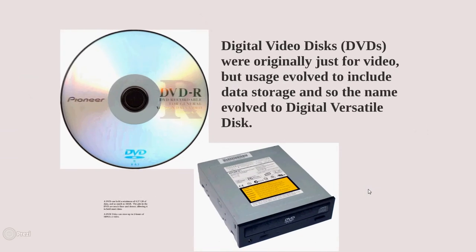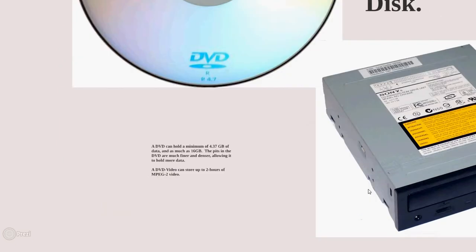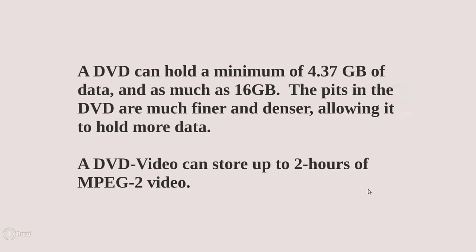DVDs, the second generation optical disc or digital video disc, were originally just for video. Usage evolved to include data storage, so the name evolved to digital versatile disc. A DVD can hold a minimum of 4.37 gigabytes of data and as much as 16 gigabytes with a double-sided dual layer. The pits in the DVD are much finer and denser and allow it to hold much more data. A DVD video can store up to 2 hours of MPEG-2 video.